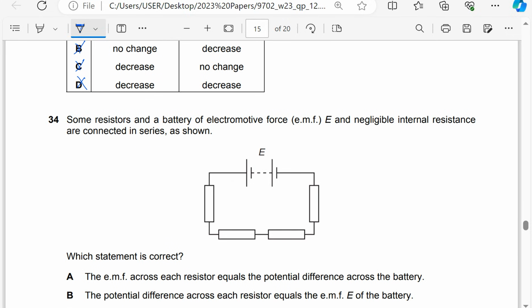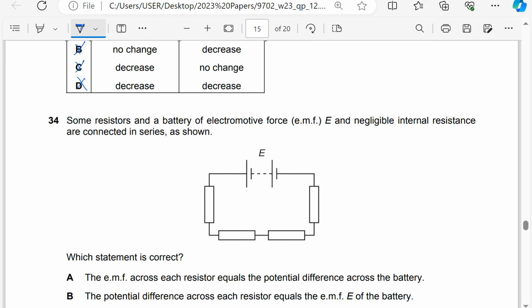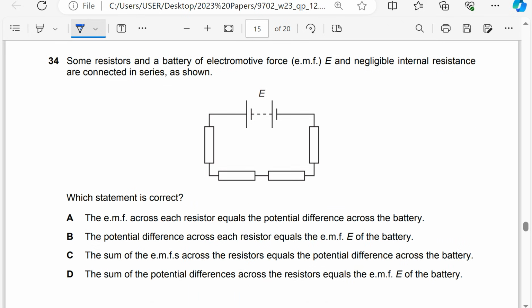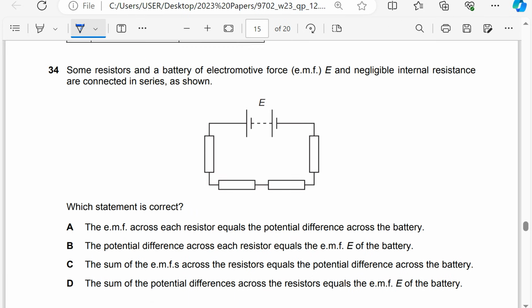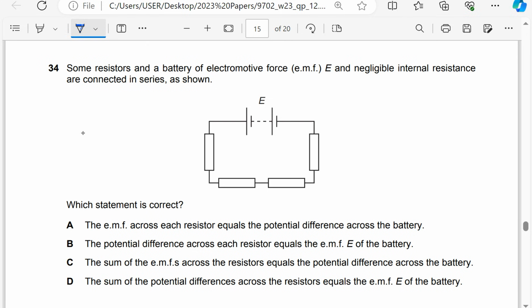Some resistors and a battery of EMF E and negligible internal resistance are connected in series, as shown. Which statement is correct? If I put a loop inside, the sum of the EMFs is E, and it should be equal to the sum of the PDs across. The current through them is the same, so it should be equal to the sum of the resistors R1 plus R2 plus R3 plus R4 if they are different, which is the sum of the PDs.